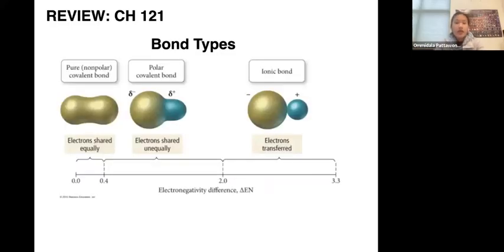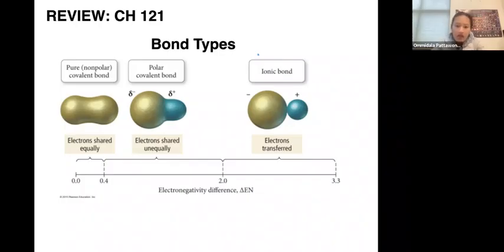The bond types that we learn in Chem 121, there are 3 different kinds, right? You learn about ionic bonds, polar covalent bonds, and also non-polar covalent bonds. In order to tell whether they are polar covalent, pure covalent, or ionic, a general idea would be: if you have metal plus non-metal, that's going to be an ionic bond. If you have all non-metals together, it's going to form a covalent bond. That's a general idea of it.